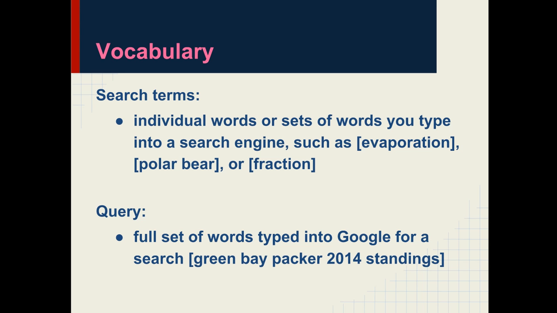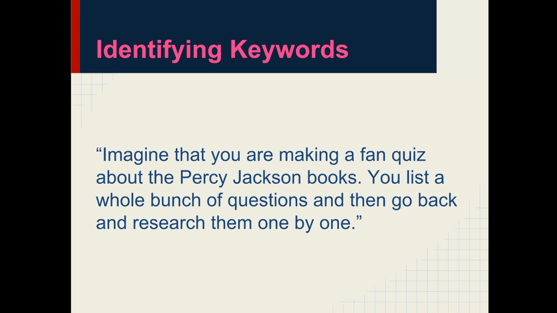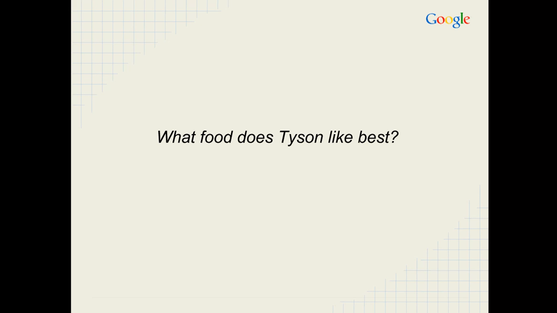So we need to find a phrase to search on. First of all, let's imagine that you are making a fan quiz about the Percy Jackson books. You list a whole bunch of questions and then go back and research them one by one. One example of a question you might have come up with was, what food does Tyson like best? So how can we turn that into a query?